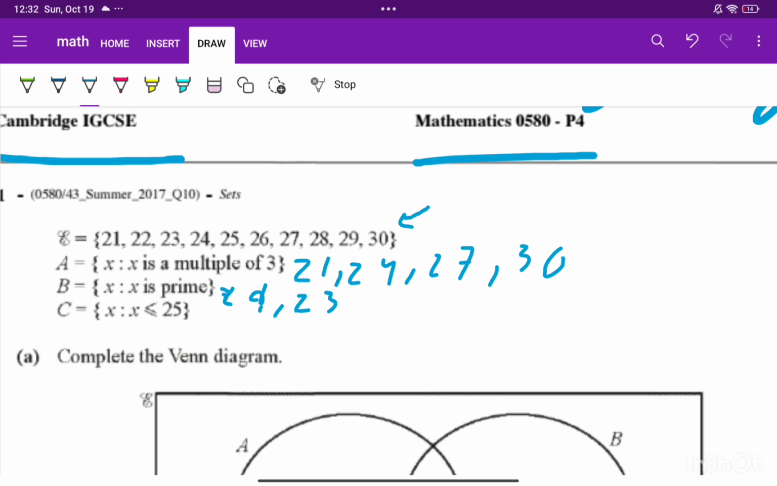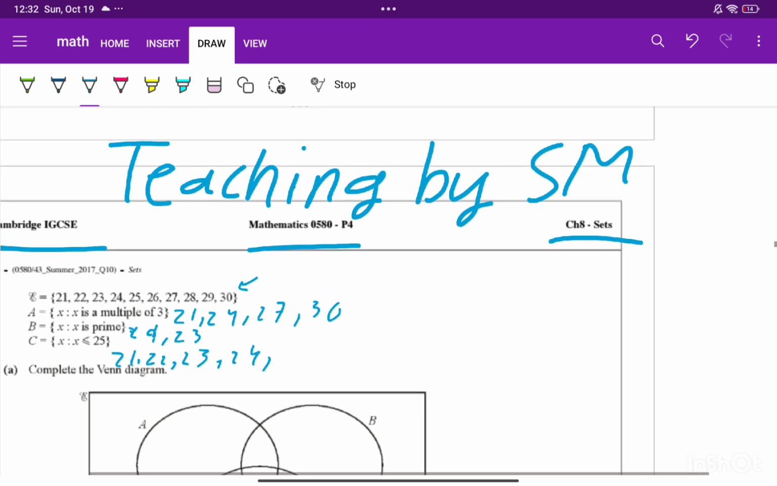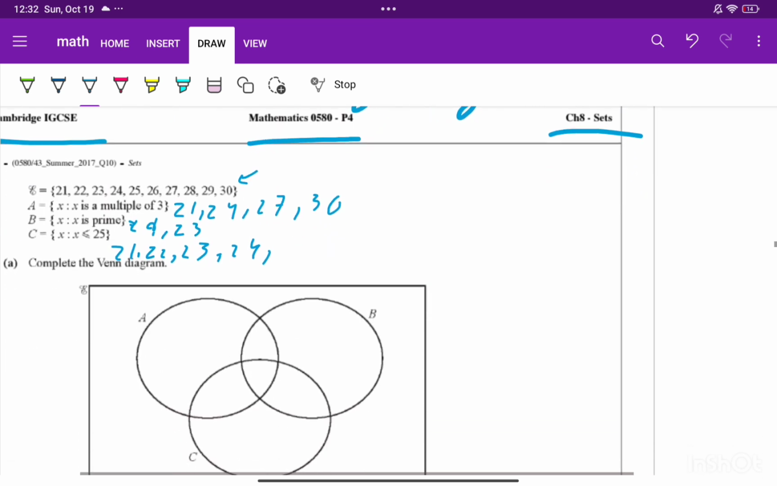Okay, X contains a number less than or equal to 25. Okay, so set C will be 21, 22, 23, 24, and 25. Okay, so set A is 21, 24, 27, and 30.